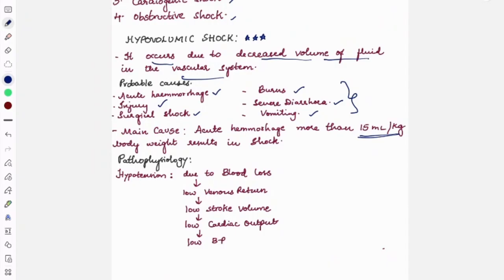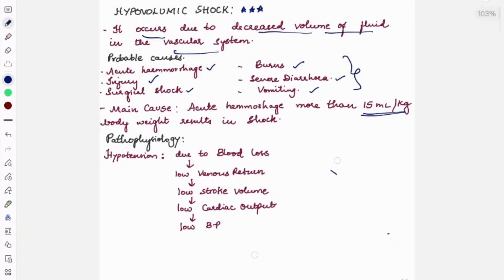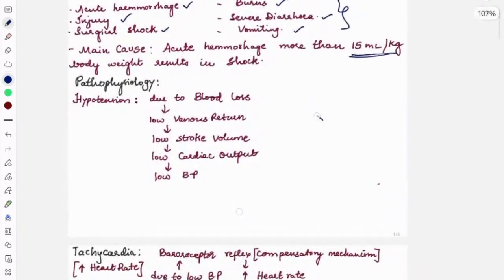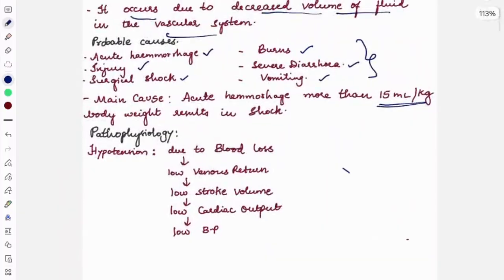So what is the pathophysiology? What are the clinical features in shock? That is what we need to remember. The most common and most important clinical feature in shock is hypotension, that is low BP. Low BP is the most evident feature in shock.